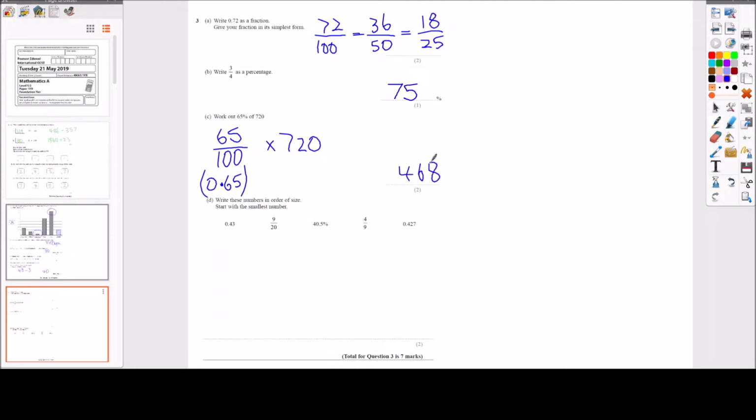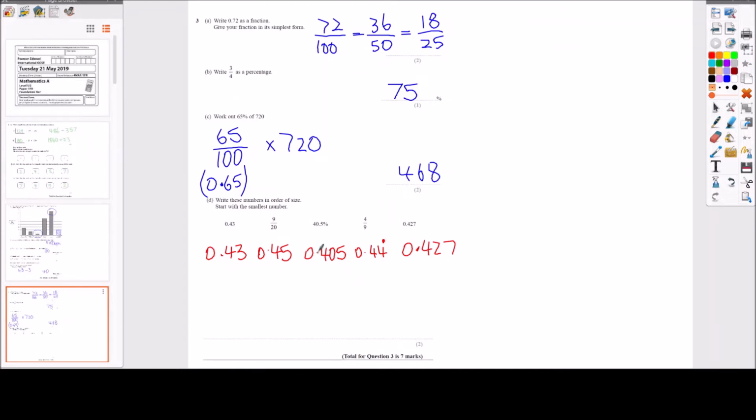Now I think for part D, it's easier just to start off by turning them all into decimals. So that one's already done for you. 9 divided by 20 gives you 0.45. 40.5%, so divide that by 100 you get 0.405. 4 divided by 9, we'll just work it out. 4 divided by 9 equals 0.4 recurring. That's 0.444, and the 4 is going on forever. And 0.427. Now, once you've got them all as decimals, it's easy enough just to work your way through.